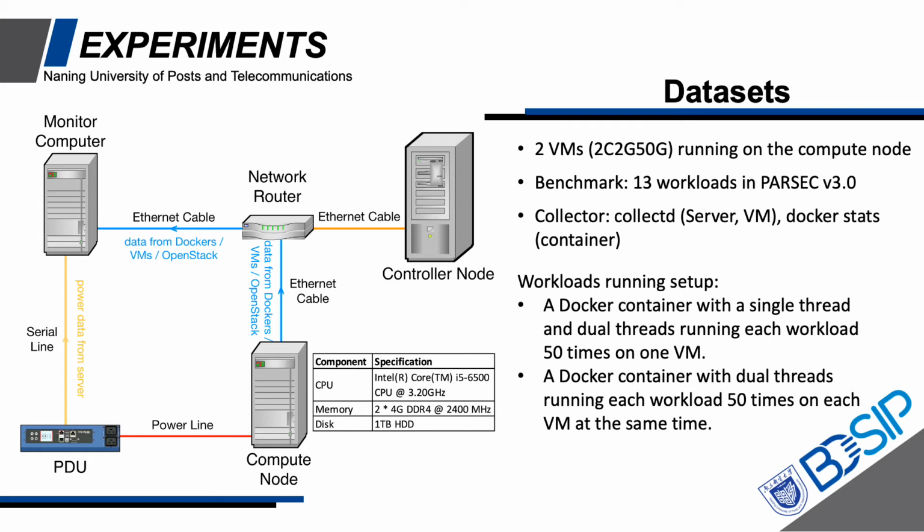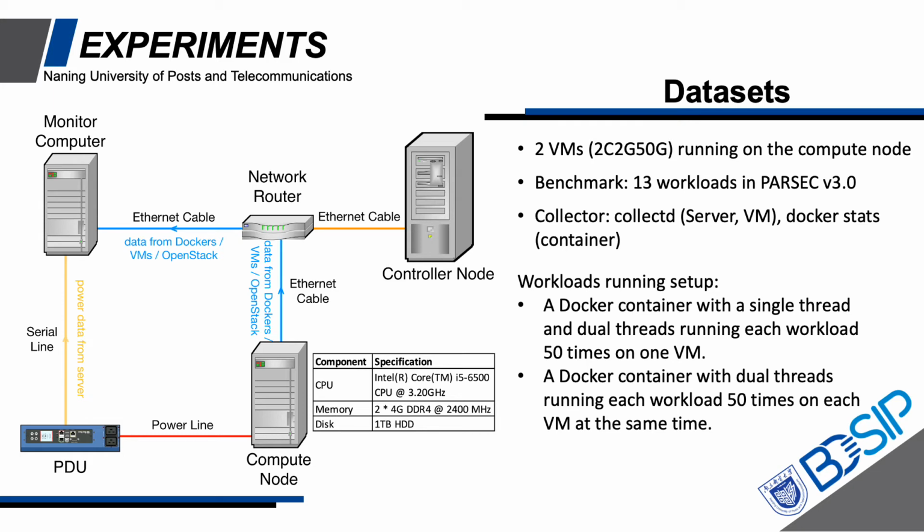The containers data are mainly obtained by executing the command docker stats of Docker. The sampling frequency of collectd and docker stats are also set to 1 Hz. The benchmark we used in our experiments is PARSEC.